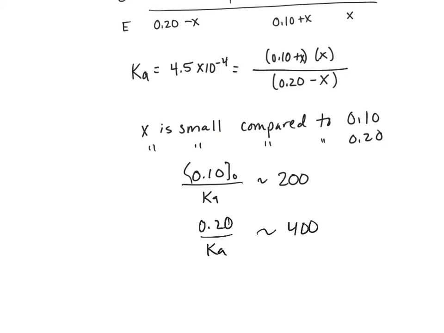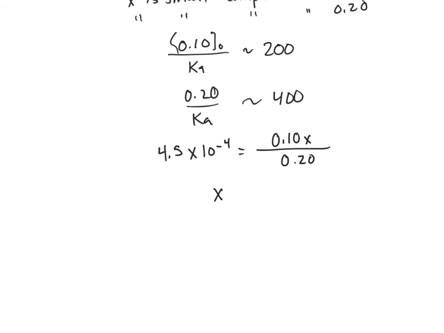So with that, we're going to cancel out the X values that are inside the parentheses and either added to or subtracted from a value. And so we'll end up with 4.5 times 10 to the minus 4 equals 0.1 X divided by 0.2. And we can solve for X. And we'll find that X is equal to 9 times 10 to the minus 4. And that's equal to, if we write it out in decimal form, this value.